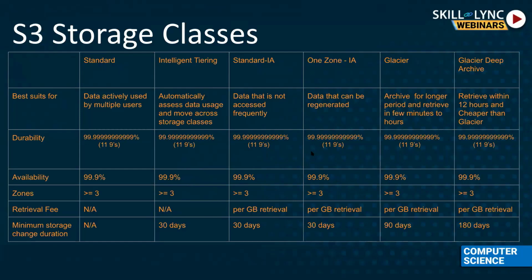And next is one zone IA, one zone infrequent access. Here the data that we upload to S3 is saved only in one availability zone. If the data that we store in this one zone can be regenerated, so even if it is lost due to some reason or something happening in the backend S3 infrastructure, then one zone IA is the best solution. If we store our data in one zone IA, we'll pay less when compared with the standard storage class.